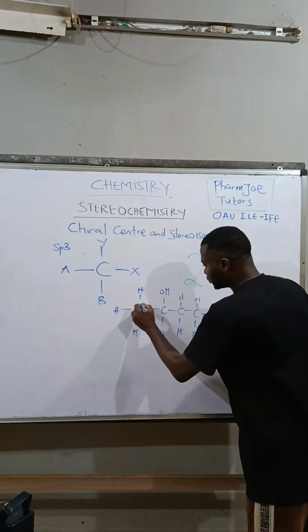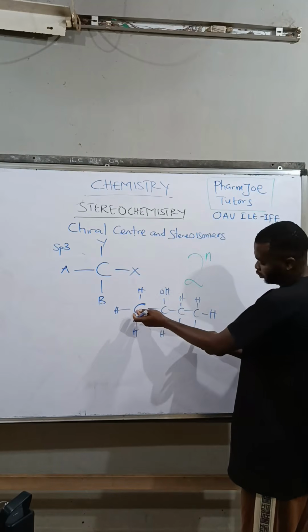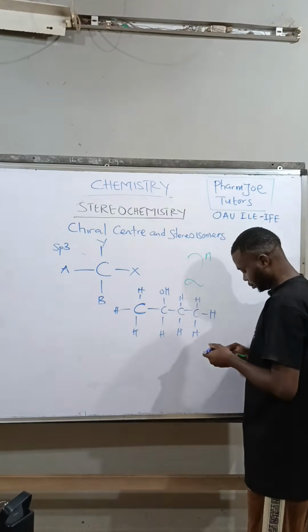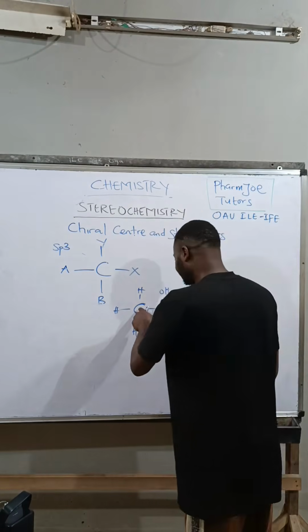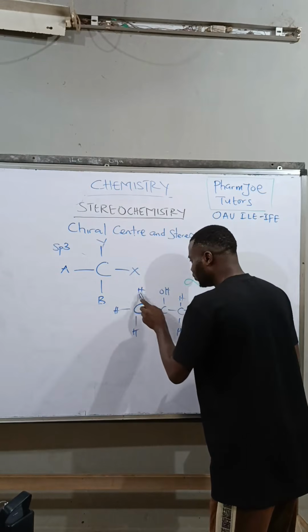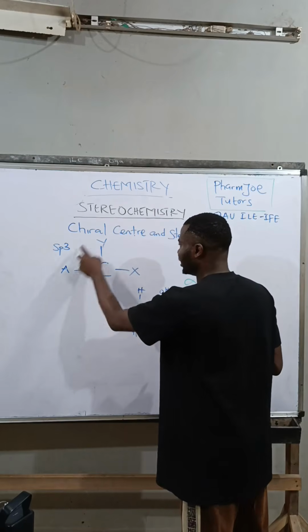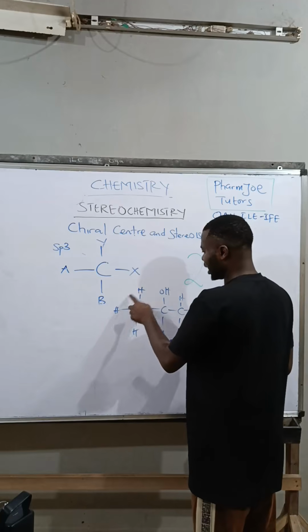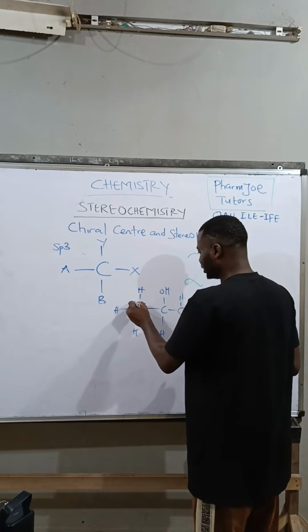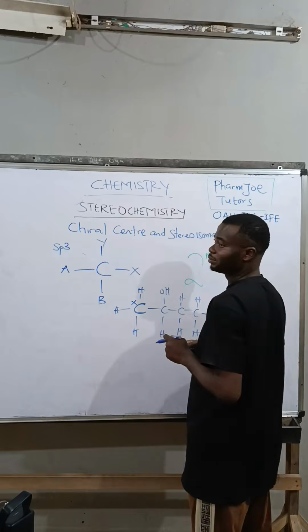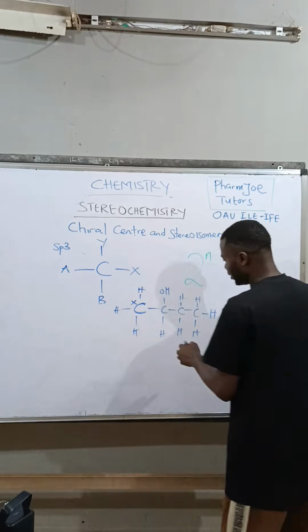Now, firstly, the rule says you try to look through all the carbons of your organic compound. Let's try to start from this. This carbon has 1, 2, 3, 4. It is sp3, but the second rule says that the substituents on it must be different. You can see this has hydrogens, which means it is not a chiral center. Now let's look at this carbon.